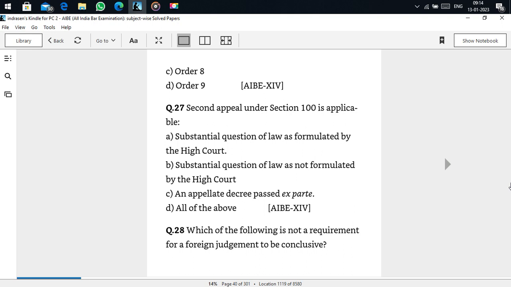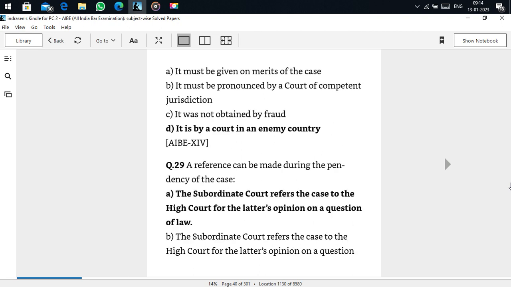Which of the following is not a requirement for a foreign judgment to be conclusive? It is given by a court in an enemy country, which is not a requirement for the foreign judgment to be conclusive. Being by a court in an enemy country is not a requirement.